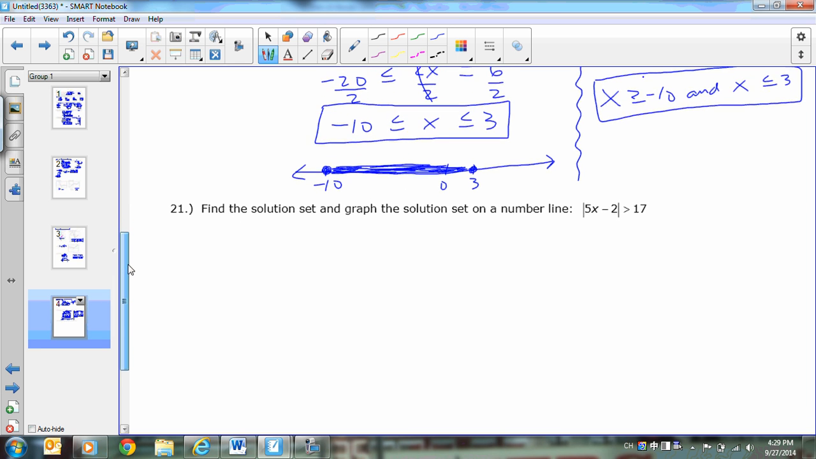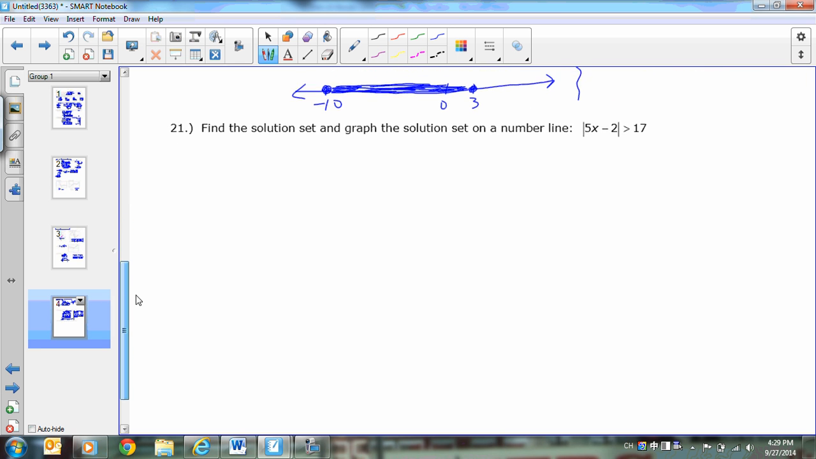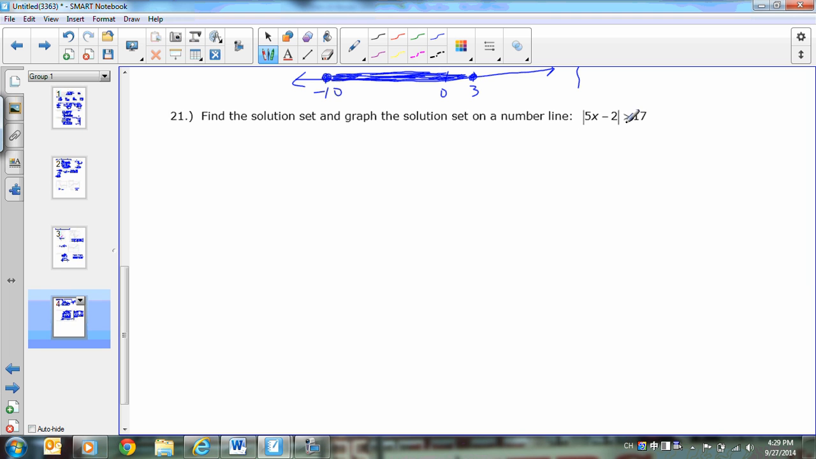It's an absolute value inequality that involves a greater than symbol, so you should be thinking disjunction, or. So let's start by sketching a thinking number line. Okay, we're talking about the absolute value of something that's greater than 17, a distance from 0 greater than 17. So let's talk about where that happens on the number line.